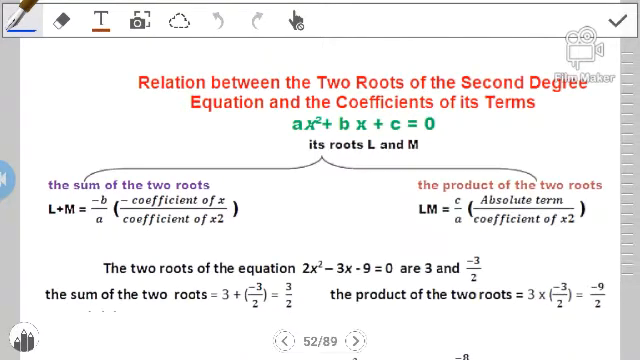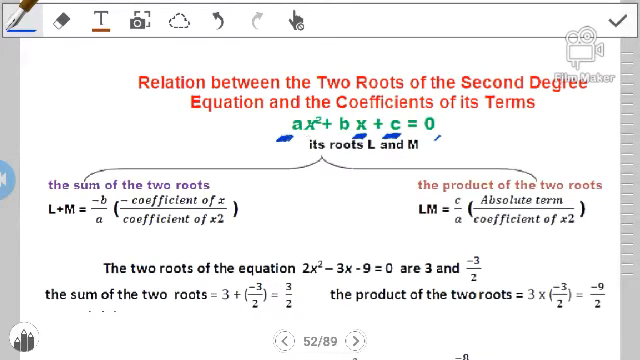دلوقتي هنبتدي نتعرف على the relation between the two roots of the second degree equation اللي هي quadratic equation and the coefficient of its terms. يعني أنا عندي quadratic equation اللي هي ax^2 + bx + c = 0.